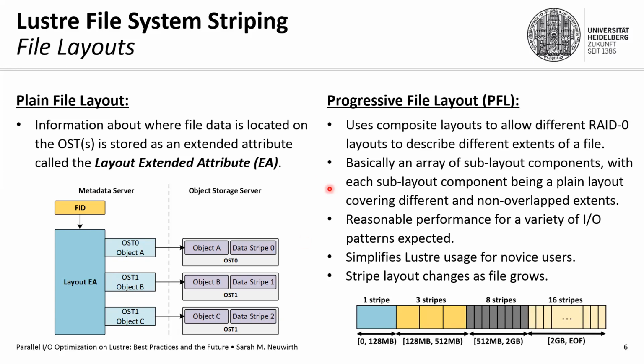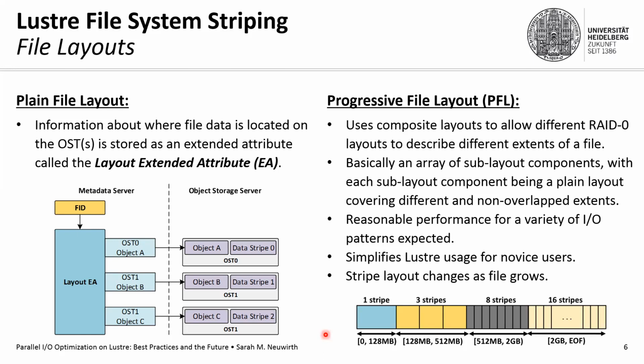A recent feature that has been introduced by Lustre 2.10 is the progressive file layout. The progressive file layout relies on the composite layout internally, which is basically an array of sub-layout components, and each sub-layout is being described by a plain file layout covering different and non-overlapping extents. And in order to visualize what I'm trying to explain, you can have a look at this example being displayed down here. In this example, we have 4 non-overlapping extents, each with their individual striping pattern, their plain file layout.